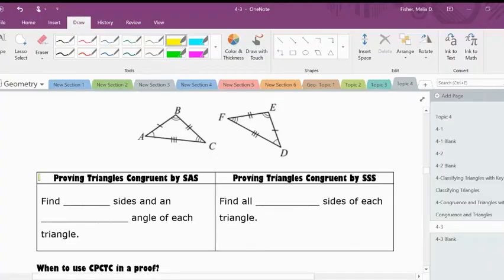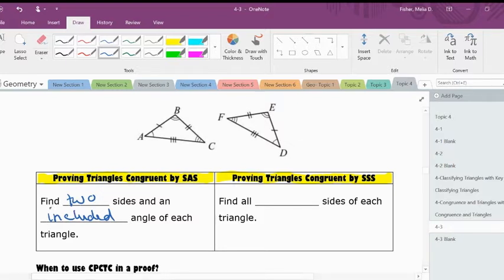Let's just recap what we need to know about proving triangles congruent by side angle side and by side side side. For side angle side, we need to find two sides and an included angle of each triangle. That means that the angle needs to be between the two sides that we know. And for side side side, we need to know all three sides of each triangle.